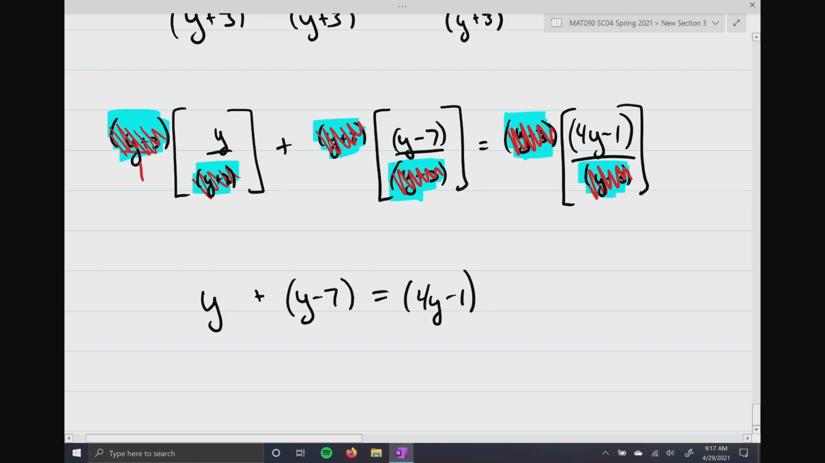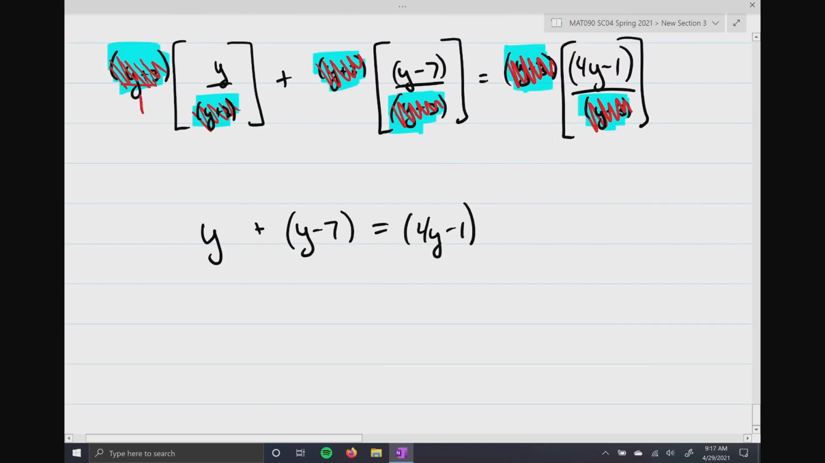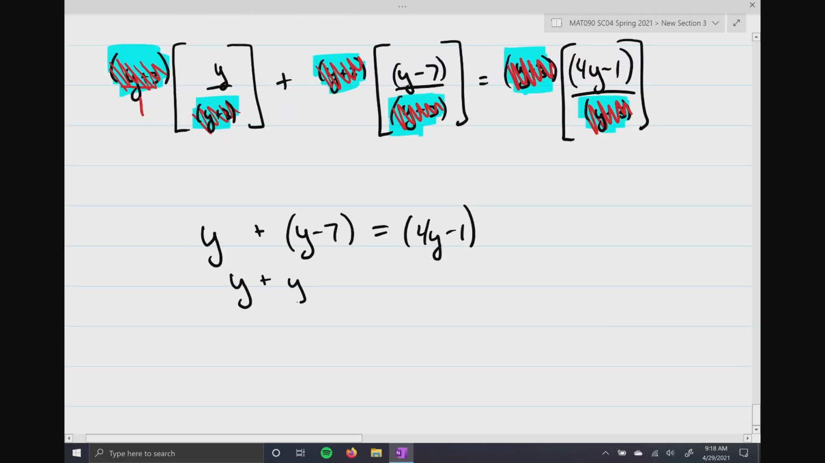From here, I see parentheses, so I'll distribute. But if you notice, they're both positive in front of the parentheses, so nothing changes. So I could just remove them. I look on the left-hand side and group any like terms that I can. 2y minus 7 equals. I look on the right-hand side and I group any like terms. Well, there's nothing I can group.